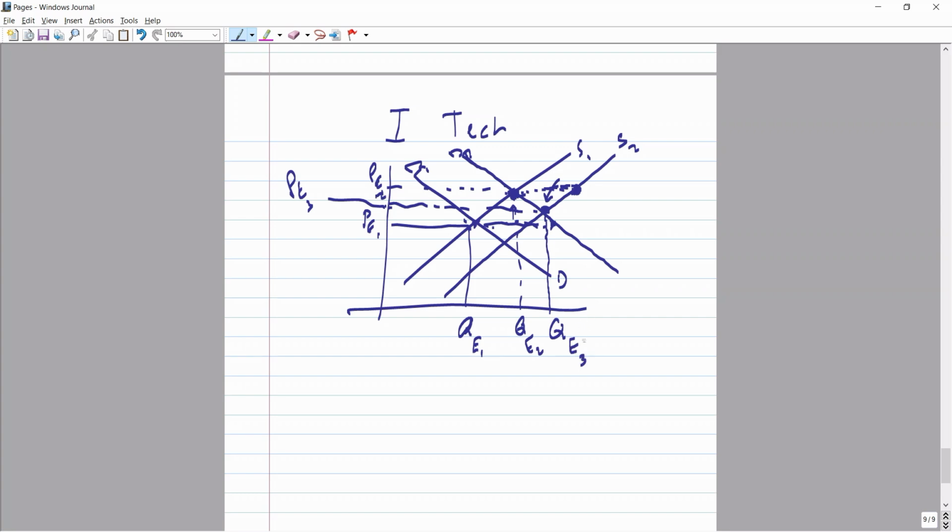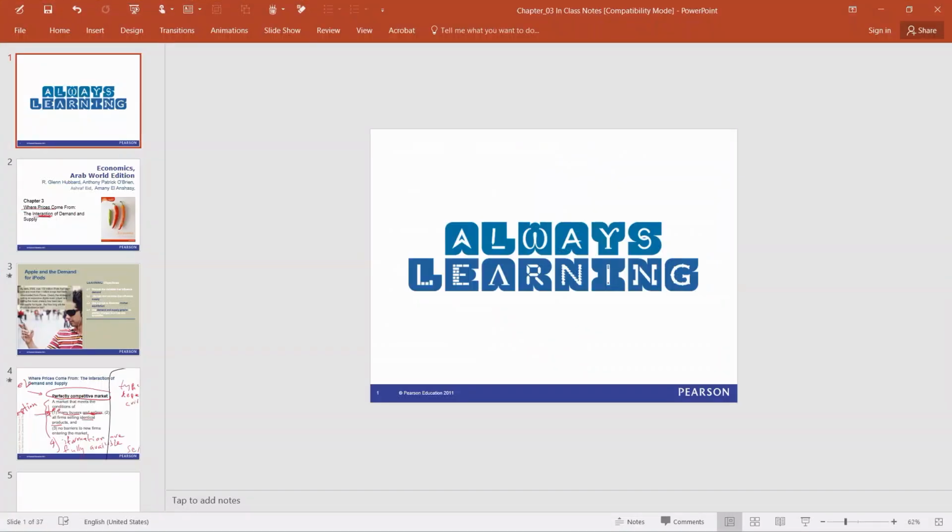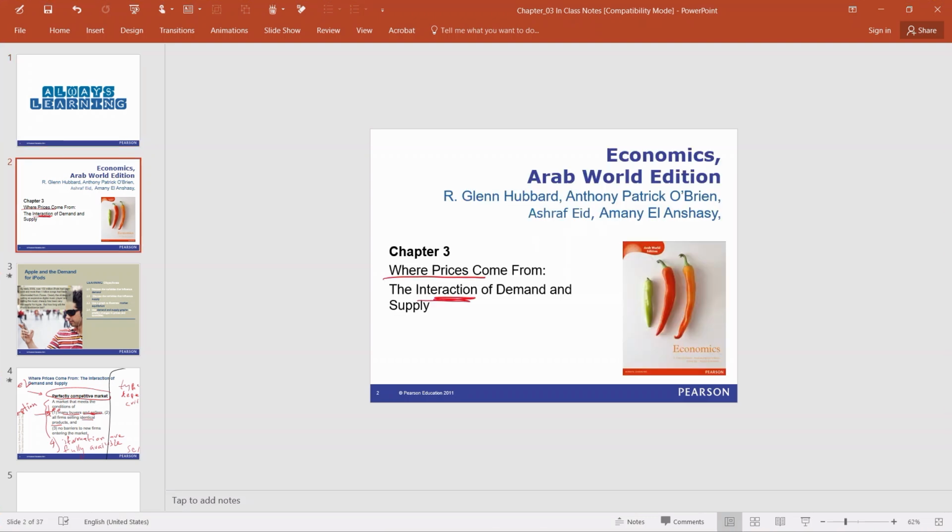Now we'll go to chapter 3 and try to fill gaps whenever there are gaps and provide extra explanations. We covered all these parts.